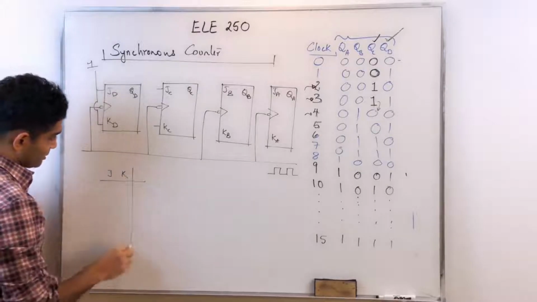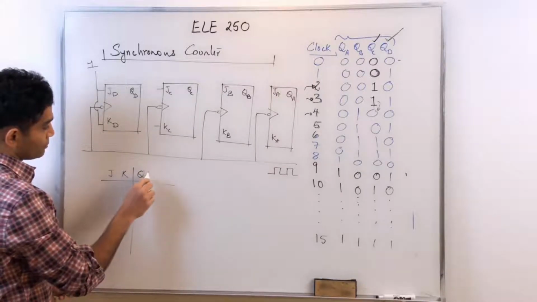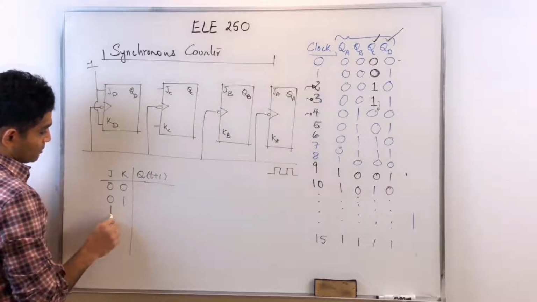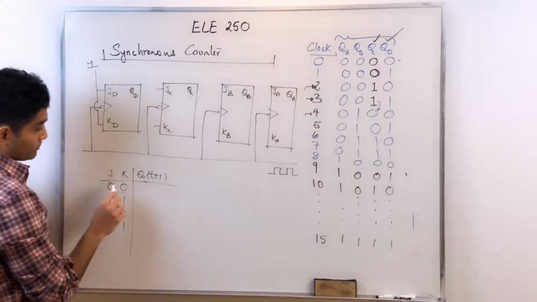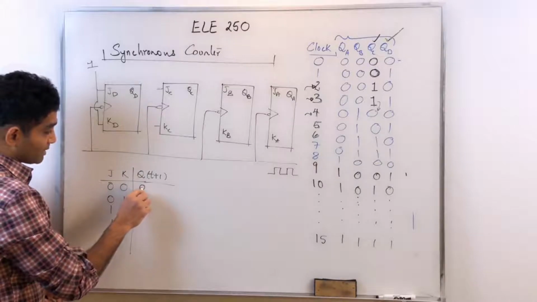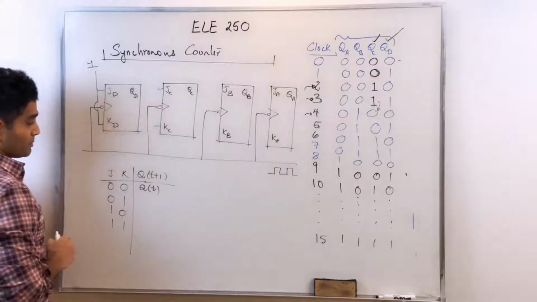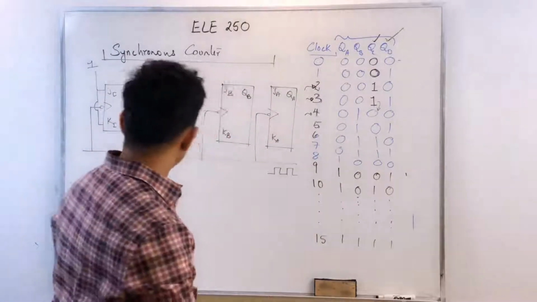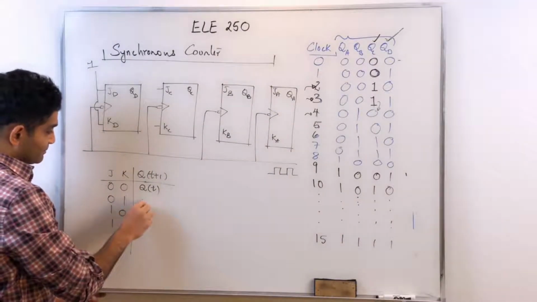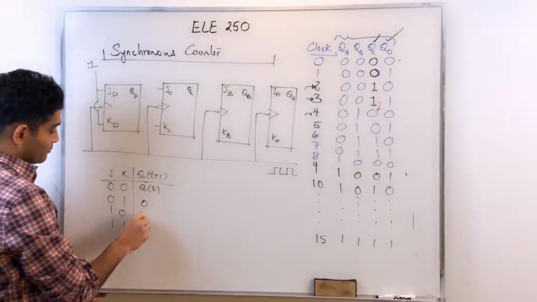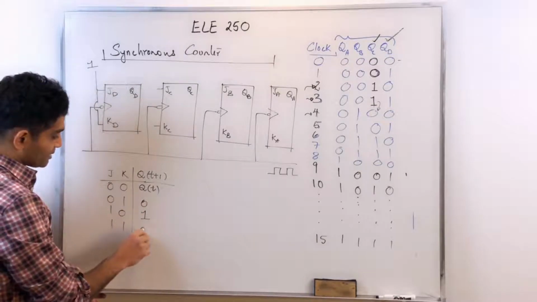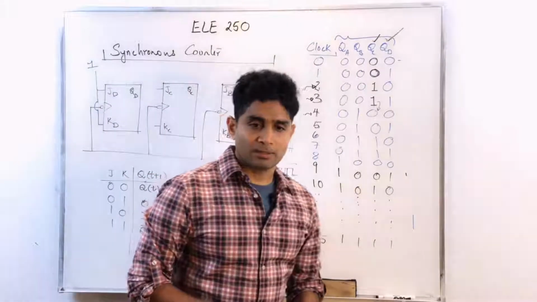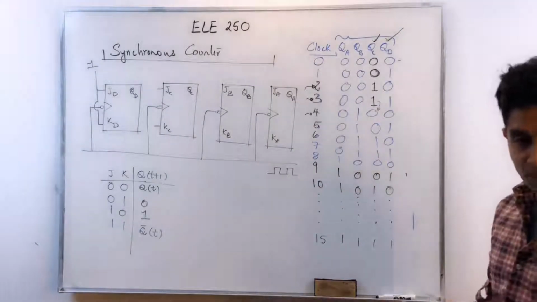By the way, just for your reference, let me put down the characteristic table for the JK flip-flop here. J, K, Q(t+1). 0 0 applied on J and K corresponds to the memory state, so Q(t+1) is nothing but Q(t). What was there before continues to remain in that form. 0 1 was the reset state. 1 0 was the set state. 1 1 was the toggle state, Q prime of t. All right, so that's the characteristic table for the JK flip-flop.